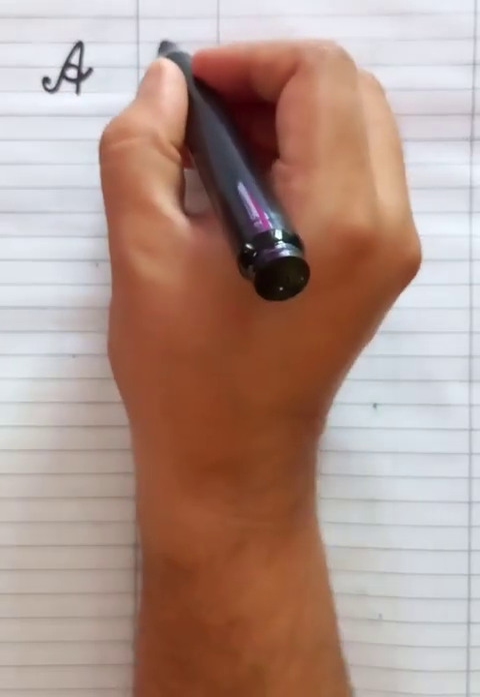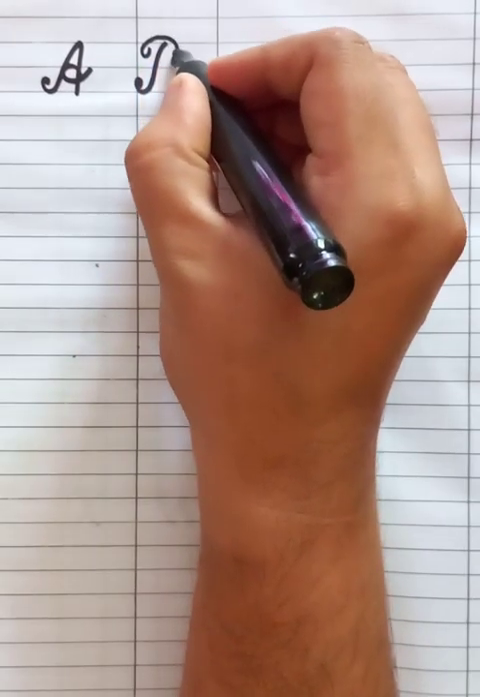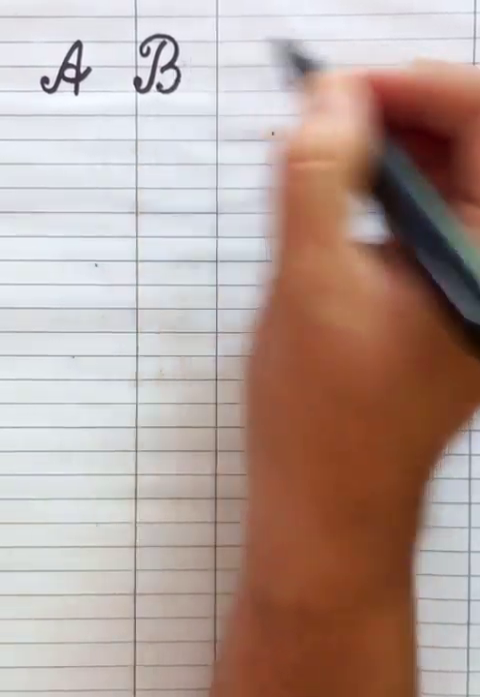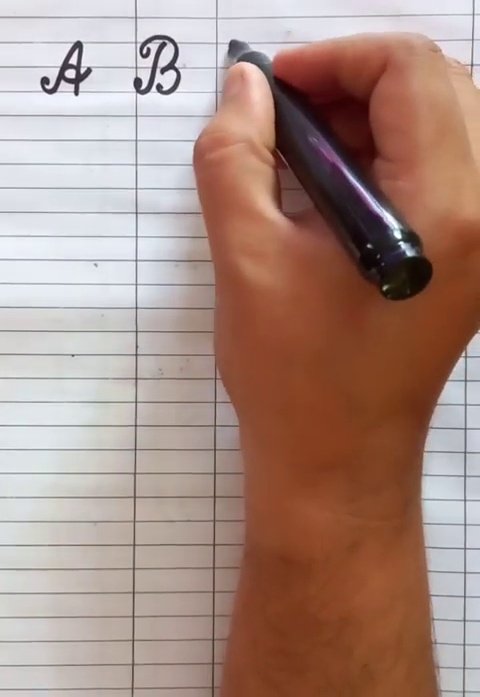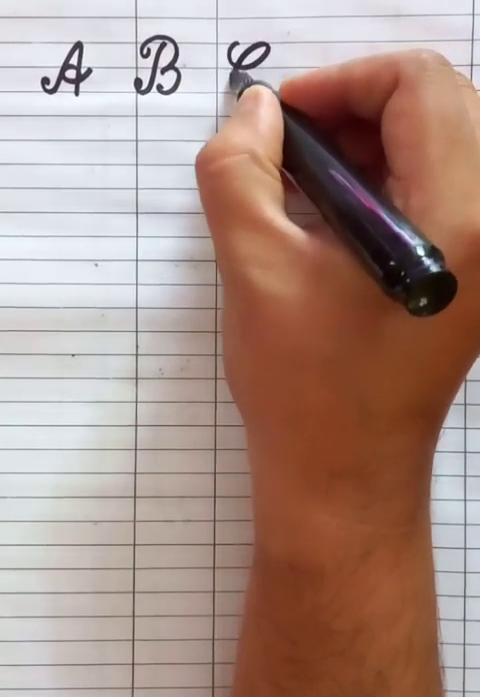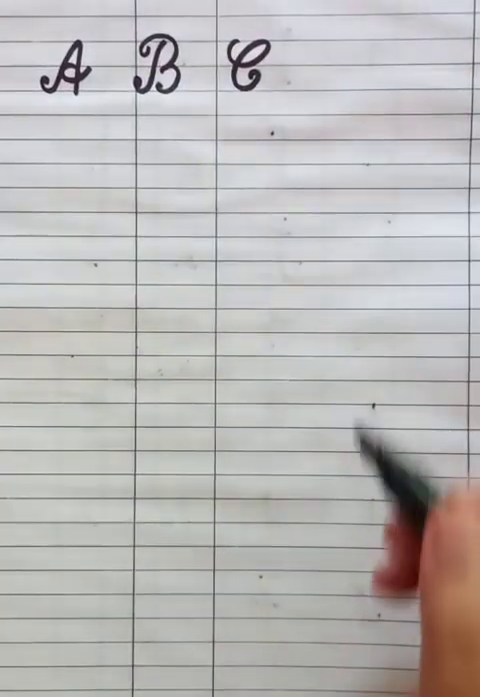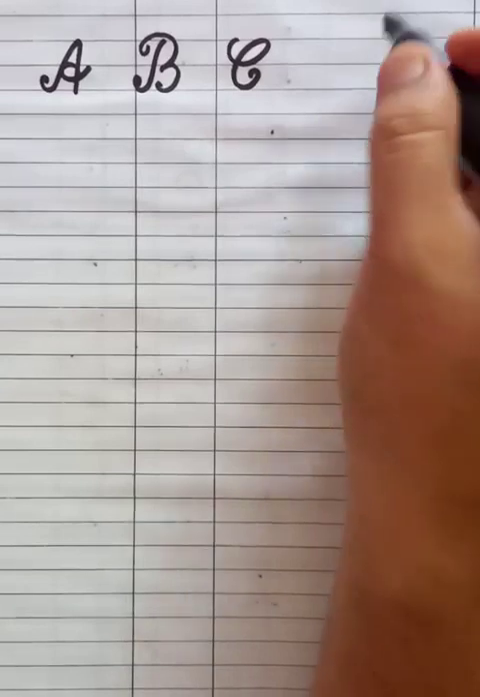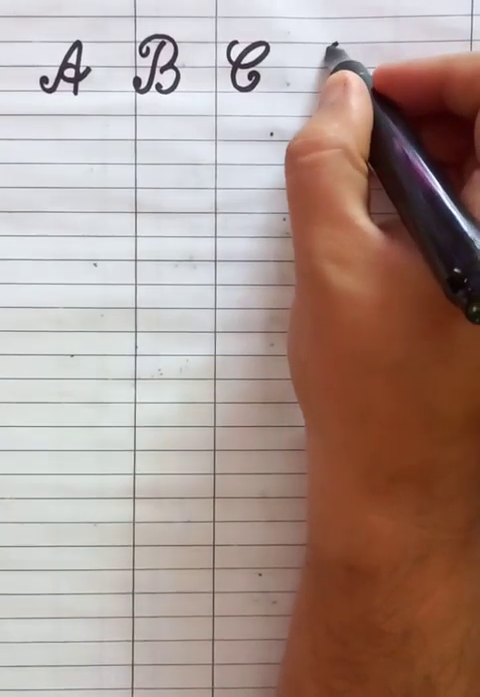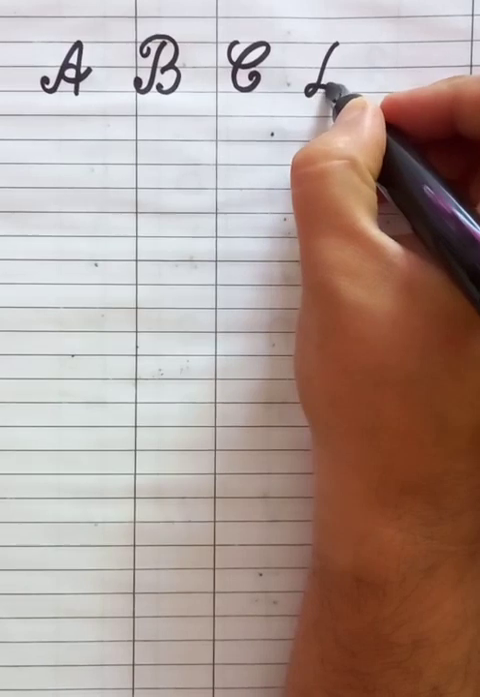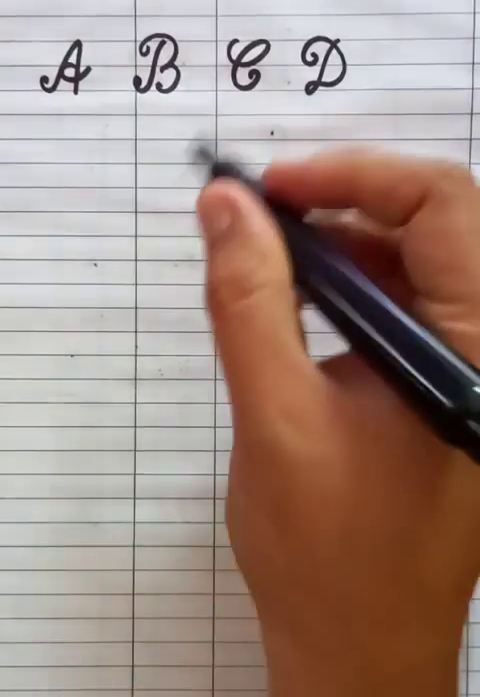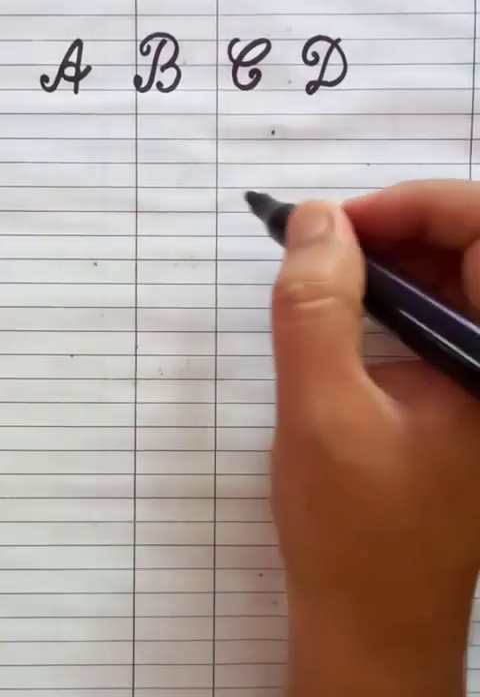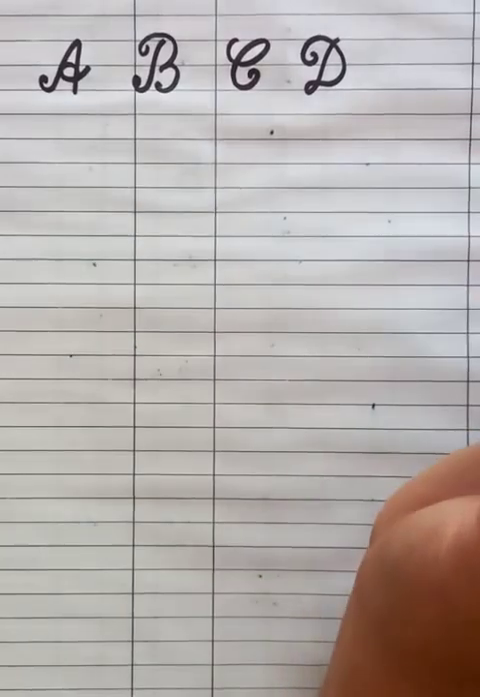Then write down the B here. This is B. Then write down for C here. This is going to be the C. Then write down the D here, next one. So these are some very nice looking letters, A, B, C, D.